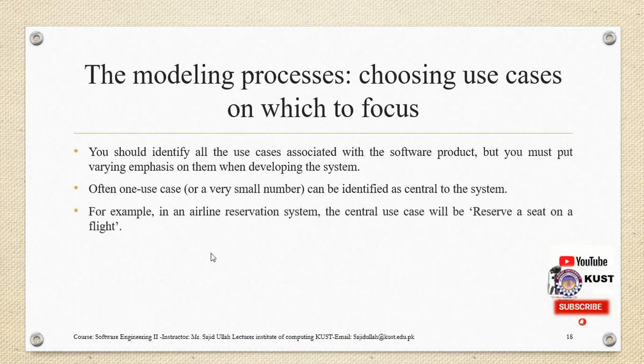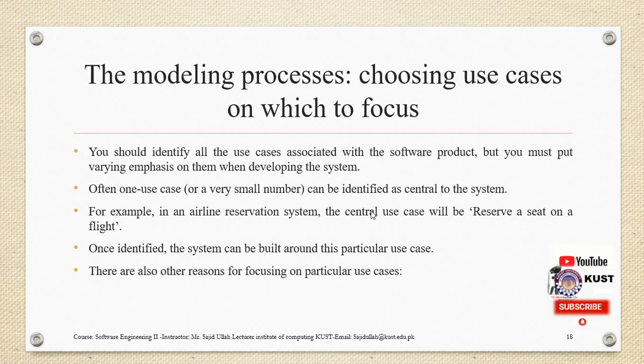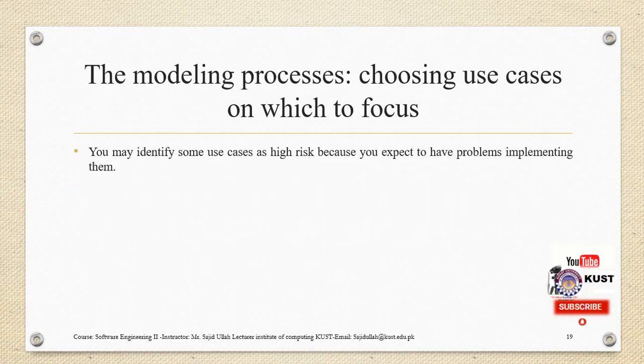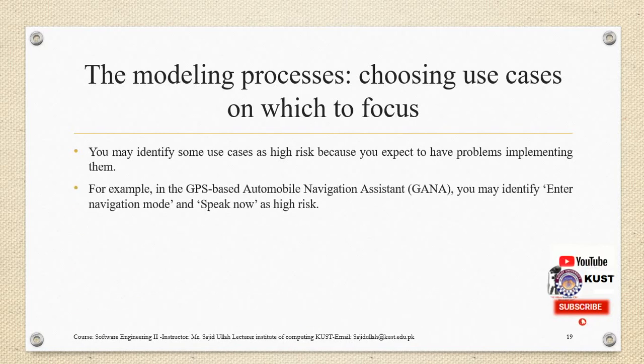You should identify, in the modeling process, choosing use cases and which to focus on. You should identify all the use cases associated with the software product, but you must put varying emphasis on them when developing the system. Often one use case, or a very small number of use cases, can be identified as a central use case. For example, in an airline reservation system, the central use case will be to reserve a seat on the flight. Once identified, the system can be built around the particular use case. In an airline reservation system, you have to make the system around the reserve a seat on flight use case.